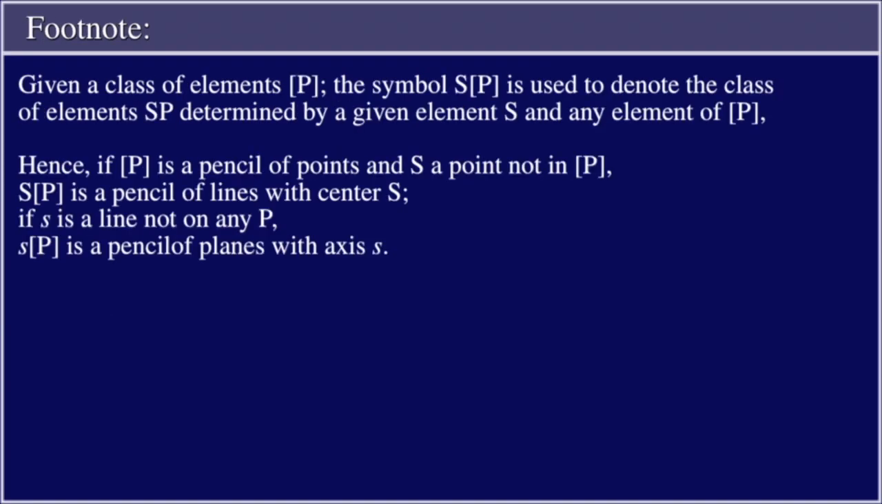Footnote: given a class of elements P, the symbol SP is used to denote the class of elements SP determined by a given element S and any element of P. Hence, if P is a pencil of points and S is a point not in P, SP is a pencil of lines with center S. If S is a line not on P, S of P is a pencil of planes with axis S.